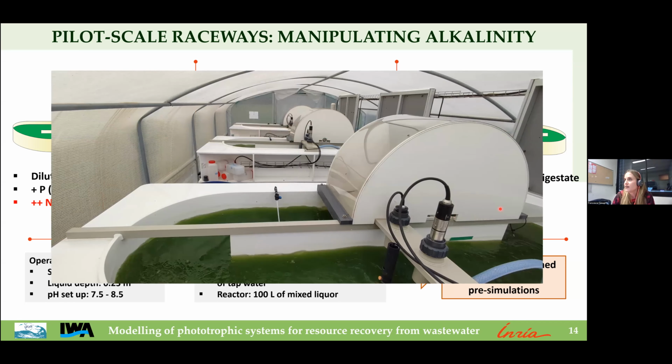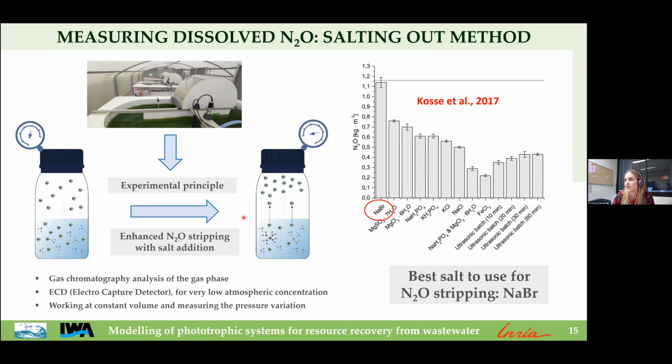Then for measuring the dissolved nitrous oxide in the reactor, we applied the salting out method. Basically, we were putting samples of our reactor in an oversaturated solution of salt to enhance the nitrous oxide stripping. And then we were analyzing the gas phase in the bottle with gas chromatography and an electron capture detector for determining the concentration of nitrous oxide that was previously in the liquid.